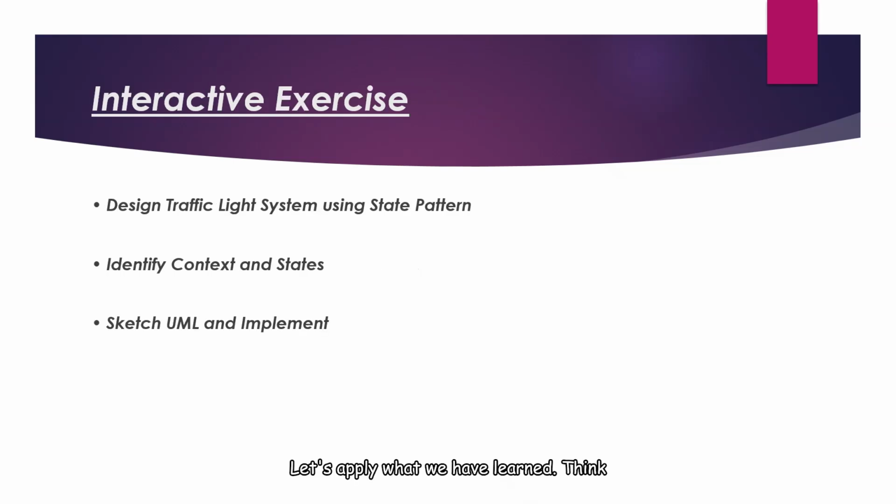Let's apply what we have learned. Think about a traffic light system where the states are red, yellow, and green. Sketch the context and the three different states. Try to model how transitions would happen and how behavior changes. For example, at green, allow traffic; at yellow, slow down; at red, stop completely.